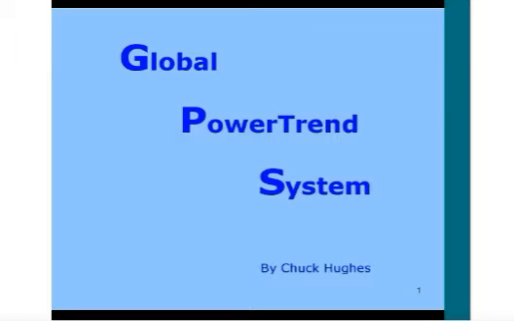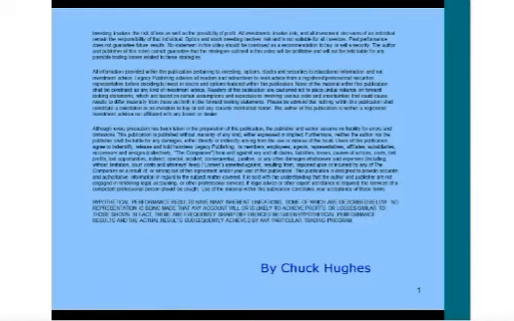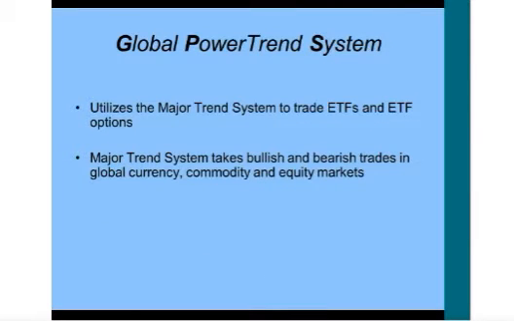Today, we're going to look at the Global PowerTrend system, which is an ETF trend trading system I've been using for many years. And we're going to take a look at trading ETFs and ETF options using the Global PowerTrend system. The Global PowerTrend system utilizes the major trend system to trade ETFs and ETF options. And we take both bullish and bearish trades with the Global PowerTrend system.